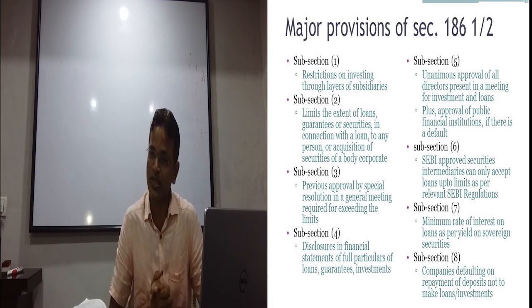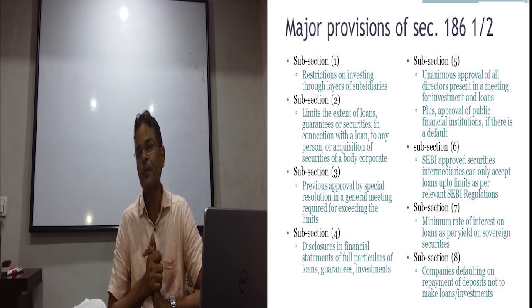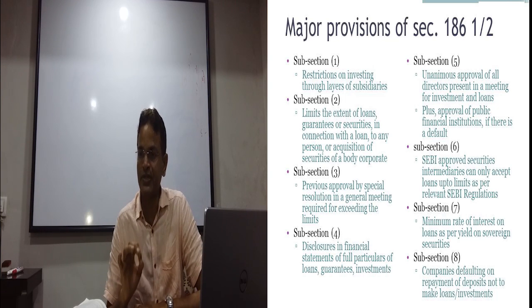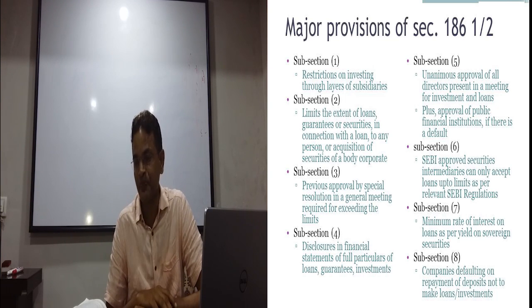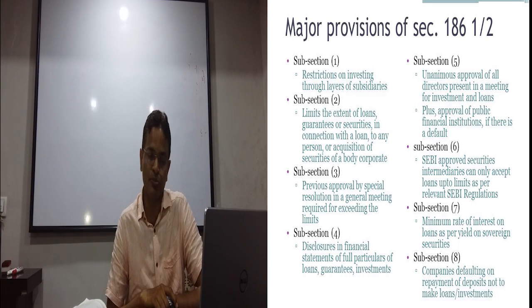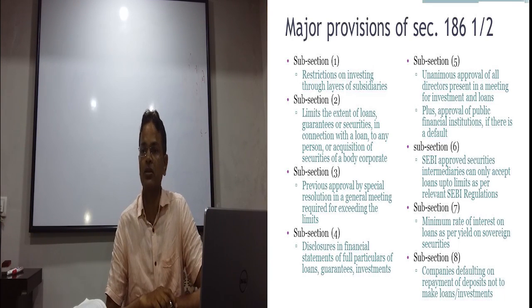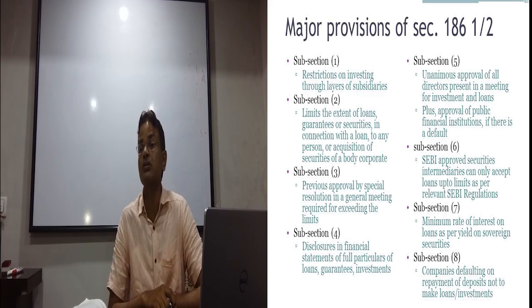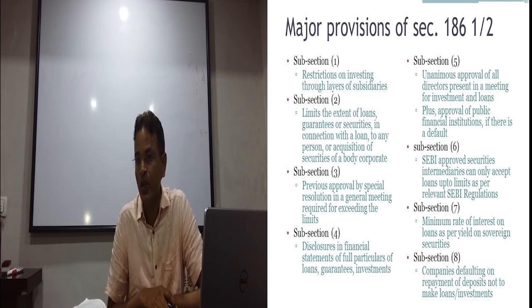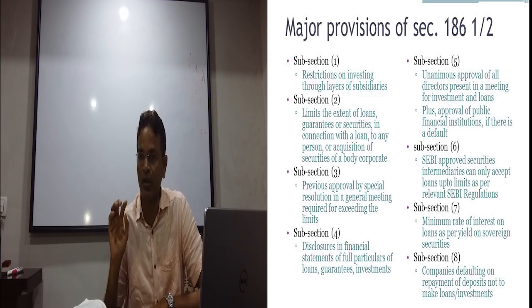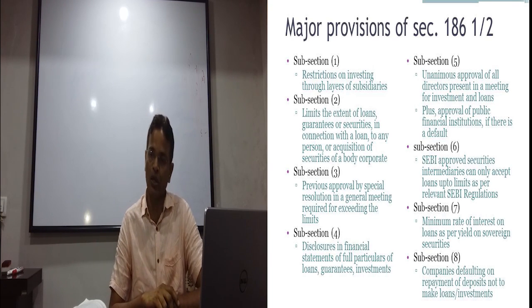Subsection 5 is a very important section. Subsection 5 says any loan or investment made by the board in pursuance of section 186 will have to be done with unanimous approval of all directors present in the relevant board meeting. Additionally, this subsection also says that if there is a borrowing from public financial institutions and if there is a default in such borrowings, the making of the loan or making of investment will also require approval of such public financial institution from which there is a loan outstanding.